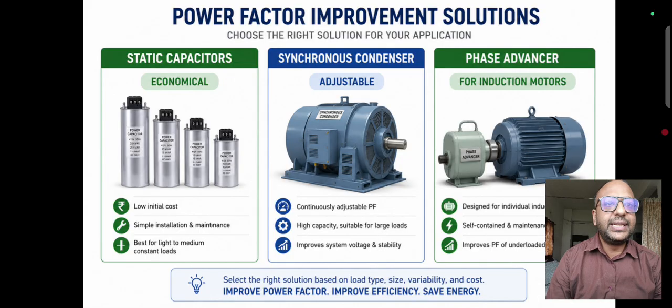Now we come to the correction equipment. First are static capacitors. They are cheap, easy, maintenance free, and best for most. Then we come to synchronous condensers, large, adjustable, good for grid support. Now we have phase advancers. They are used directly before the induction motors, and can be chosen according to your budget.